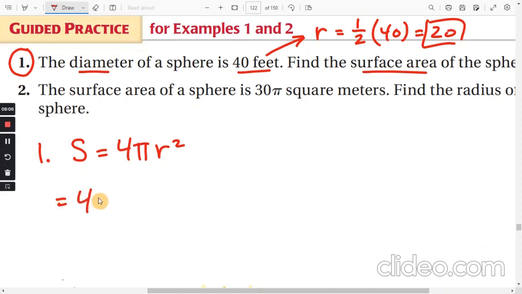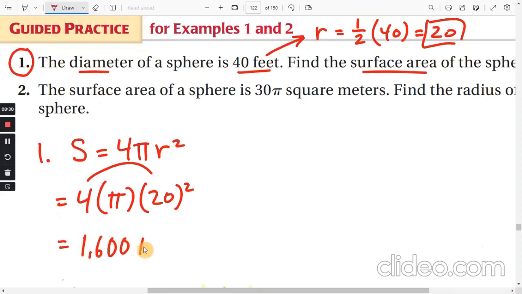So this is 4 times pi. In place of r, we're going to plug in 20. So that's 20 squared. Okay, in terms of pi, 4 times 20 squared gives us 1,600. So if you want it in terms of pi, that's 1,600 pi. The units were in feet, but feet got squared, so that's going to be feet squared. Remember, for an area, the units get squared.